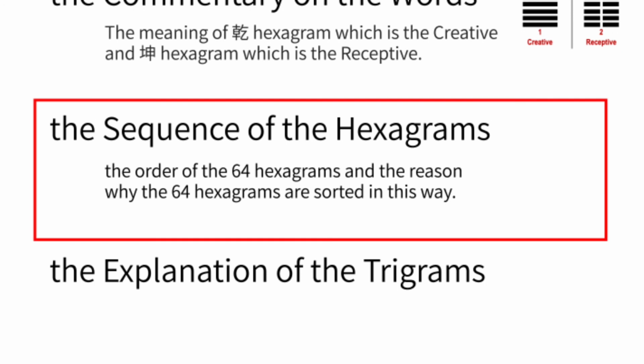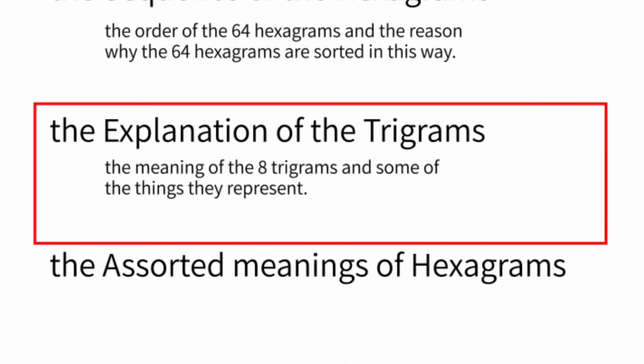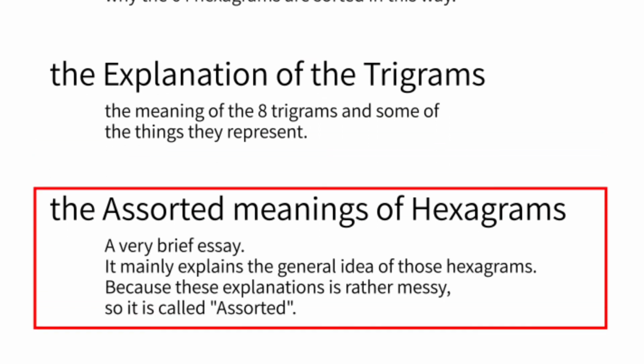The sequence of the hexagrams records the order of the 64 hexagrams, and the reason why the 64 hexagrams are sorted in this way. The explanation of the 8 trigrams records the meaning of the 8 trigrams and some of the things they represent. The assorted meanings of hexagrams is a very brief essay. It mainly explains the general idea of those hexagrams. Because this explanation is rather messy, it is called Assorted.